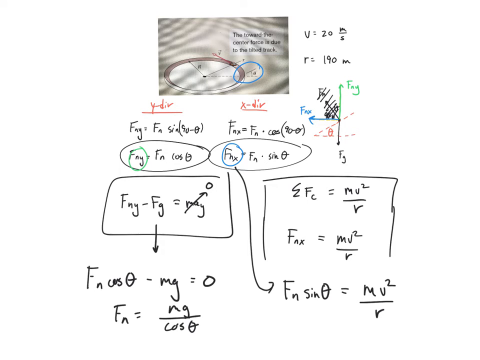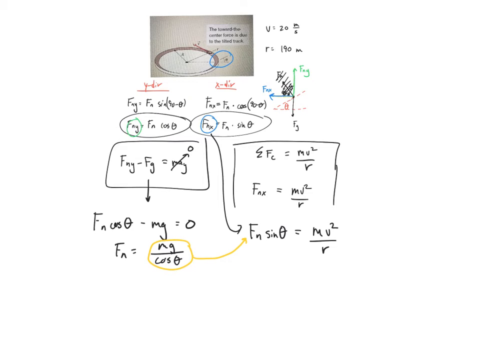We solve this for Fn: we move the mg over and divide by cos theta. So that's the expression for Fn. We'll take this expression for Fn and plug it in over here. Notice what happens? We get a lot of stuff with tangent and cotangent in these problems.